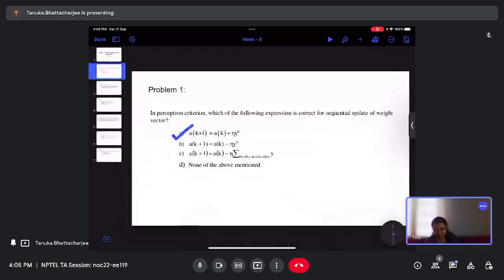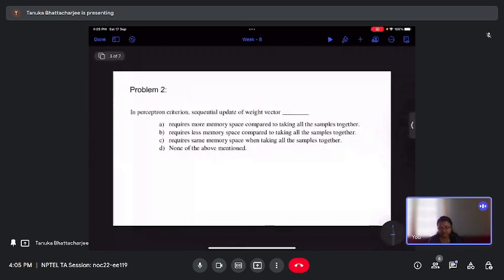Now moving on, the next question is, in perceptron criteria, sequential update of weight vector, what is its significance? Does it require more memory space than taking all samples together, or less memory space, or the same memory space, or we cannot comment? What is the scenario? Again, can any of you answer this?